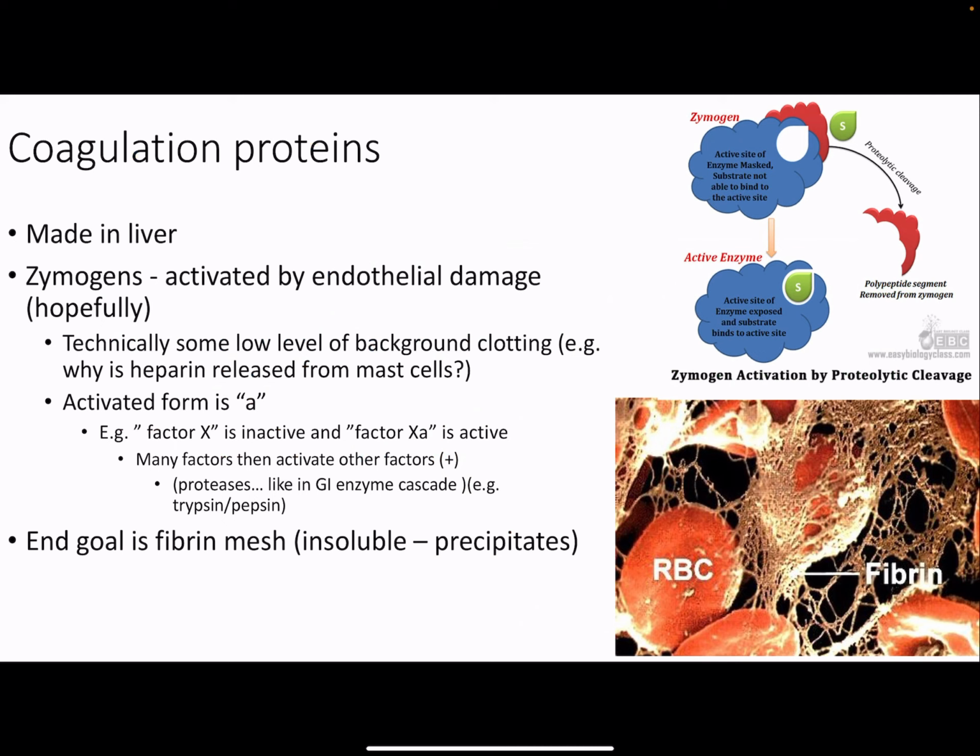Coagulation proteins are mostly made by the liver. They are zymogens, so they are, for the most part, activated by endothelial damage. Technically, we always have some background level of clotting.